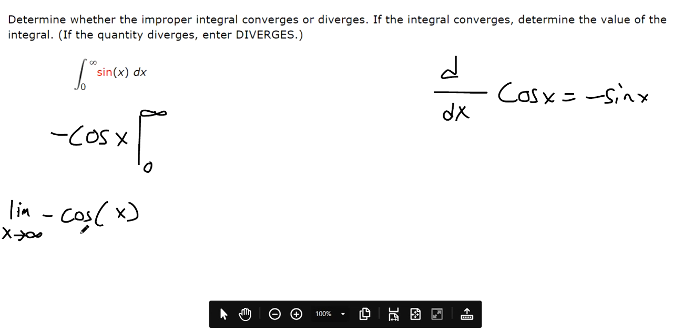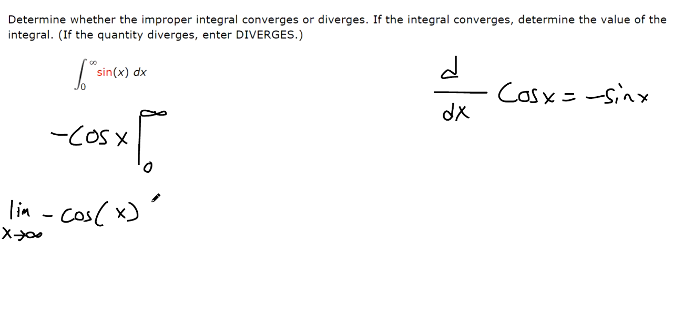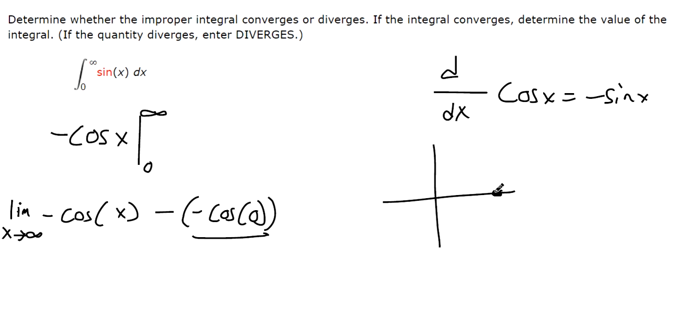Because we can never reach infinity, we can never plug it in, but we can evaluate the limit as x goes to infinity. So that's the upper part of our limits of integration. And then we're going to subtract the lower part. Nothing wrong with this lower part. We can evaluate that, right? Cosine of 0 degrees. Cosine is the x-coordinate on the unit circle, so that's 1. So -1 minus -1, that means we're doing +1.